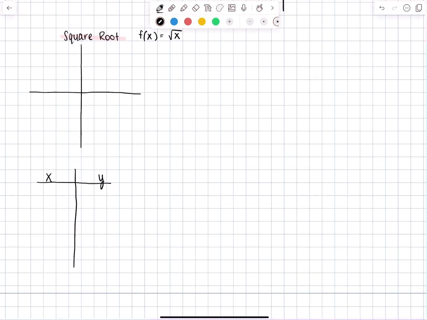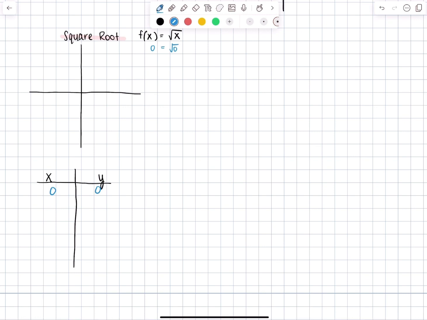So I want to start by picking numbers that are easy to square root. You don't want to choose a number like 3 because you'd get a decimal answer and it's not very simple to plot those points. So we're going to start with the number 0. The square root of 0 is just 0.